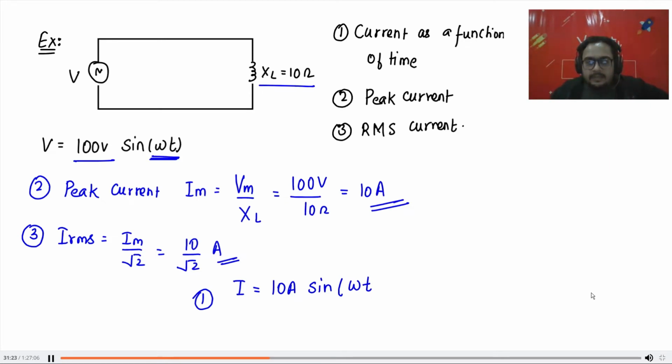See, voltage has a phase of omega t. Voltage should be ahead by pi by 2. So current should be behind. Are you getting my point? Voltage should be ahead, so current should be behind by pi by 2. So minus pi by 2. That is current as a function of time. Any doubts in this? Please ask. Any doubts? Please ask.